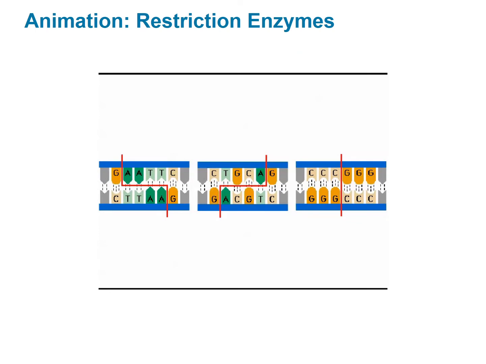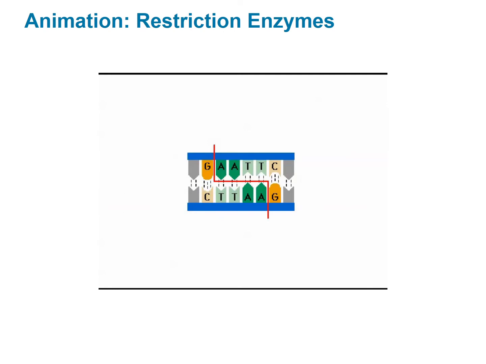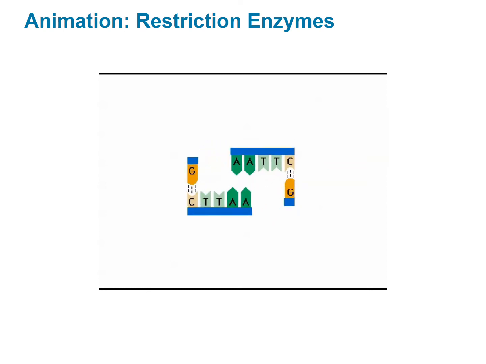Now let's look at this process in a little animation. Restriction enzymes are isolated from bacteria that recognize specific sequences in DNA and then cut the DNA to produce fragments called restriction fragments. Different restriction enzymes recognize and cut different sequences of DNA. This restriction enzyme recognizes the DNA sequence GAATTC. It cuts the DNA strands between the bases A and G. The resulting single-stranded sticky ends have the base sequence AATT.